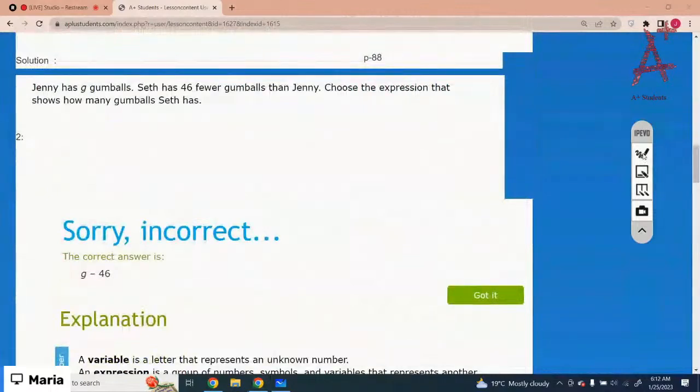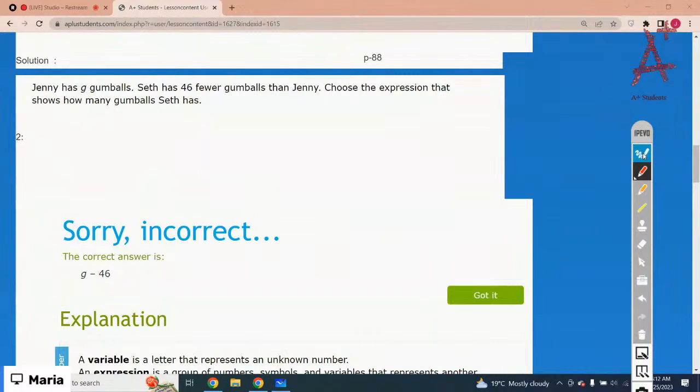Okay, the next one is Jenny has G gumballs. Seth has 46 fewer gumballs than Jenny. That means Seth has 46 fewer. Jenny has G. They are G minus 46. Got it? Choose the expression that shows how many gumballs Seth has.